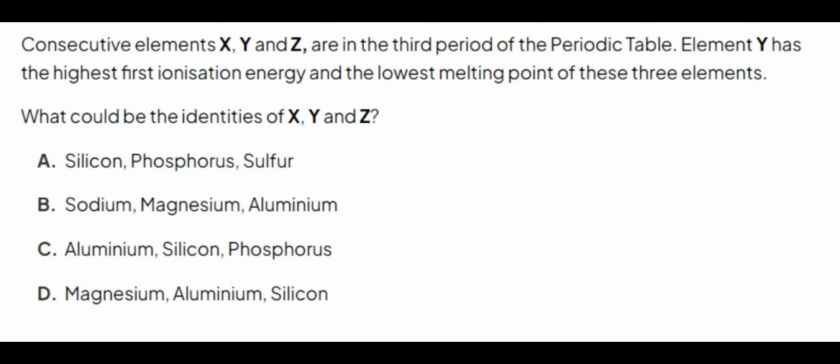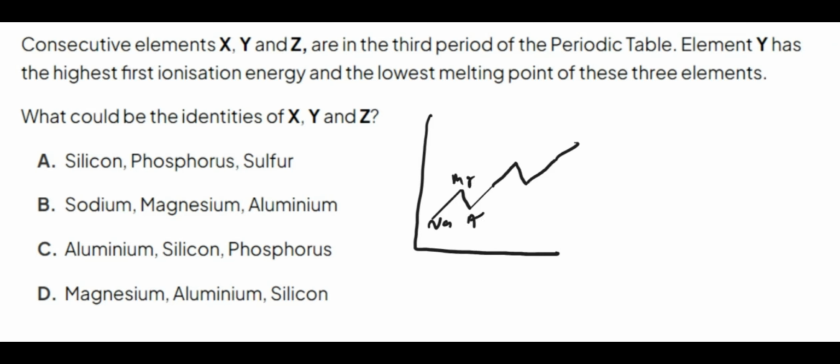Let's look at the trend of first ionization energy. If I plot a rough diagram for the first ionization energy, we know that the first ionization energy increases from sodium to magnesium, and then it decreases for aluminium, and it again increases for silicon, and then for phosphorus it increases, it decreases for sulfur, and then chlorine and argon. This is sodium, magnesium, aluminium, silicon, phosphorus, sulfur, chlorine and argon.